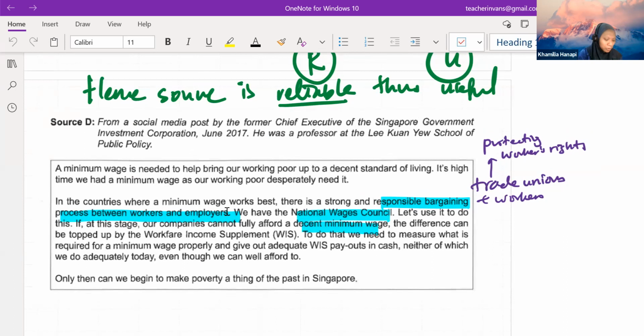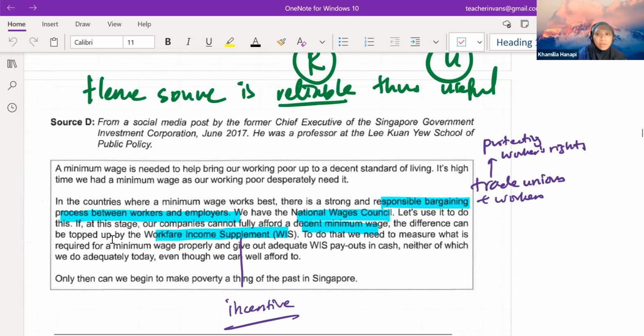Remember, we talked about workfare before. We've seen some of the posters about workfare, and workfare is like an added incentive that actually helps the lower paid workers to at least have a bit more subsidies on certain months or on certain periods of the year, at least to sustain their standard of living. Okay, to do that, we need to measure what is required for a minimum wage properly and give out adequate payouts in cash, neither of which we do adequately today, even though we can afford to.